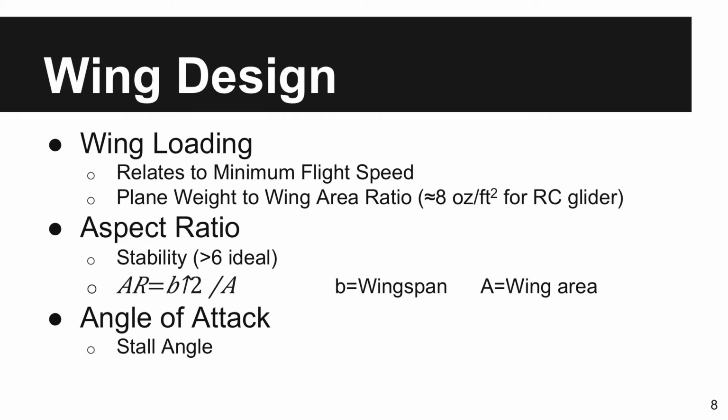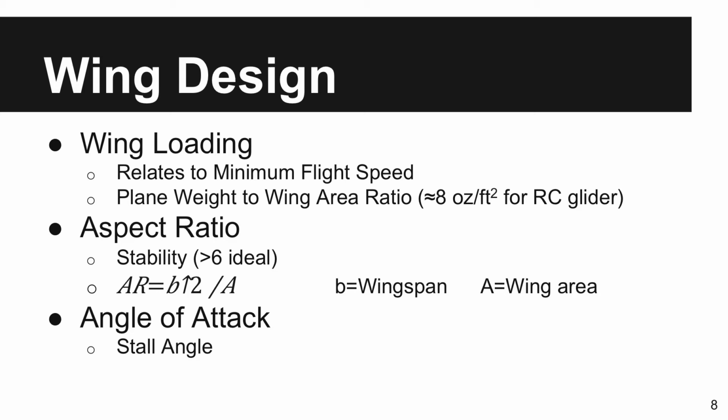So when designing our wings, we kept 3 main calculations in mind. First was the wing loading, which is the weight of the plane divided by the wing area. And the wing loading is directly related to the minimum speed the plane must maintain in order to stay in flight. So for a glider style plane like ours, we wanted a wing loading of about 8 ounces per square foot. And the aspect ratio is the length of the wingspan squared divided by the wing area. The aspect ratio determines the stability of the plane in flight. And again, for a glider like ours, the target was a 6 or greater.